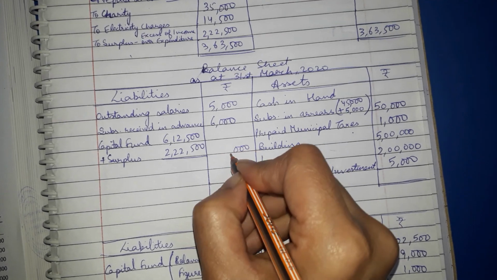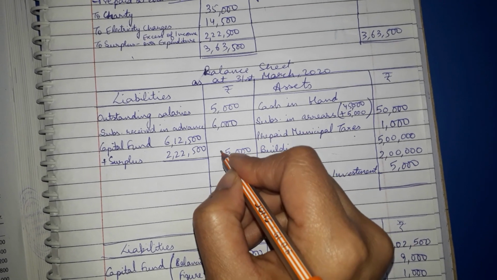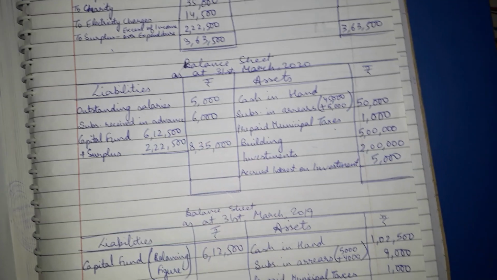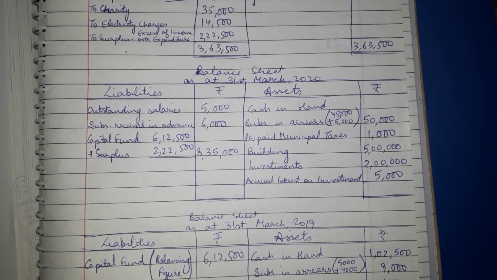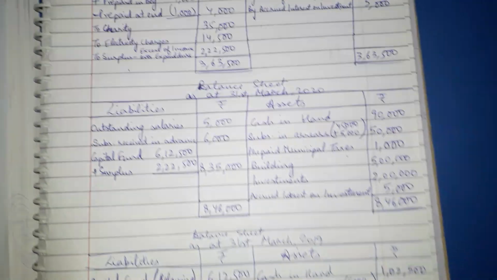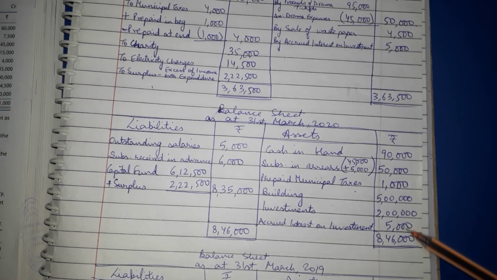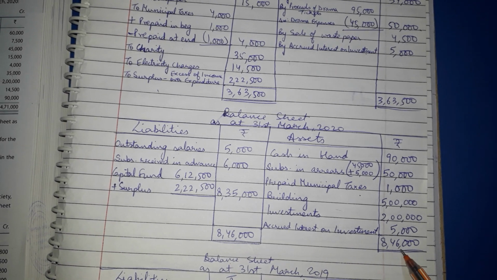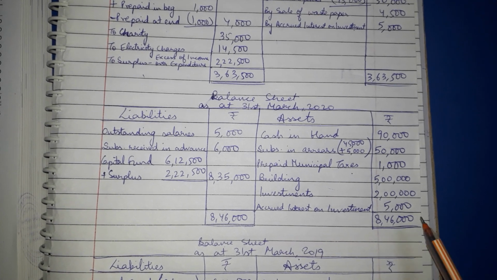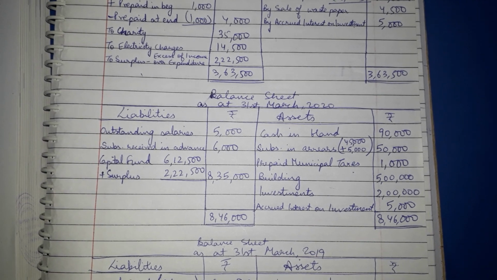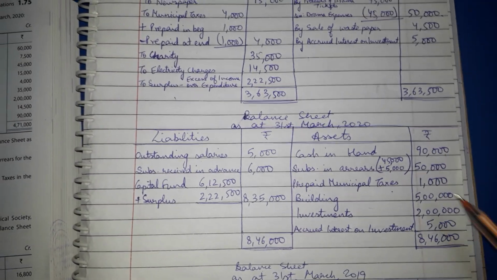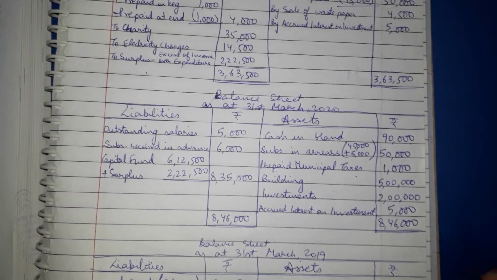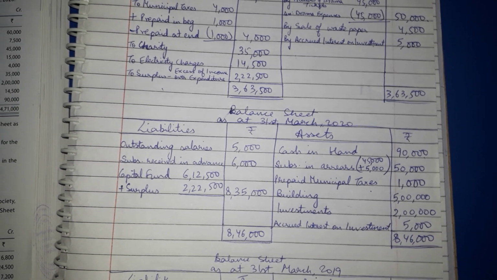The sum will be 8,35,000. Now let's solve it further. Now by adding all the items on the asset side and on the liability side, we get the total of the balance sheet as 8,46,000 and the total on both the sides should match. This cash in hand can be brought from here, balance carried down. That's it, and every other thing was catered to simultaneously. The total of the balance sheet should be 8,46,000.